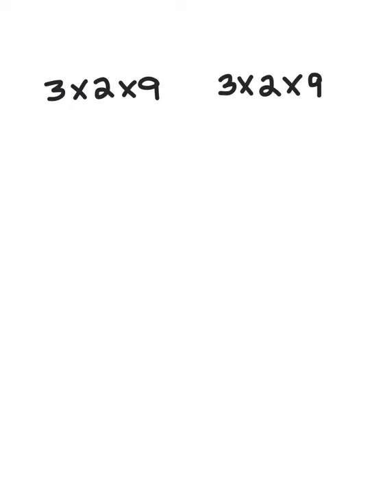Let's do 3 times 2 times 9. And let's look at a couple of ways to associate the numbers and find an easiest way to do the problem. Sometimes there are a couple easy ways, but sometimes there's definitely an easiest way. Let's look at associating 3 times 2. Then we will associate 2 times 9 next.